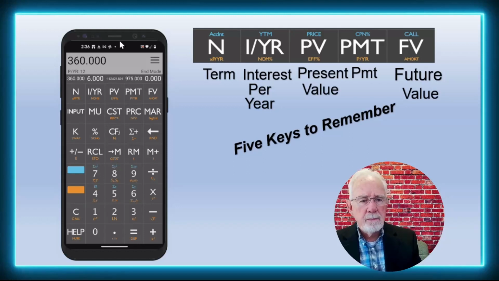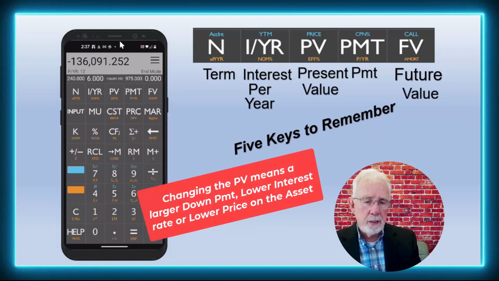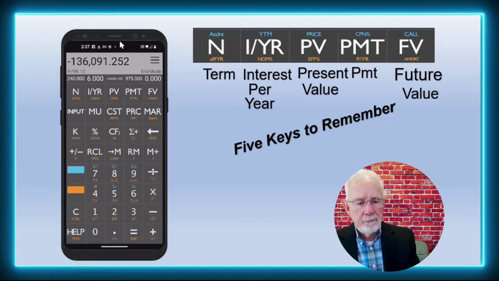Let's say, well, the buyer says, I don't want to go out 30 years. That's a long time. Let's go out 20. So 20 times 12 is 240. So I'll just put 240 in, and we'll solve for present value. So that goes down to $136,000, but you reduce the term to 20 years instead of 30. But you didn't change the payment.